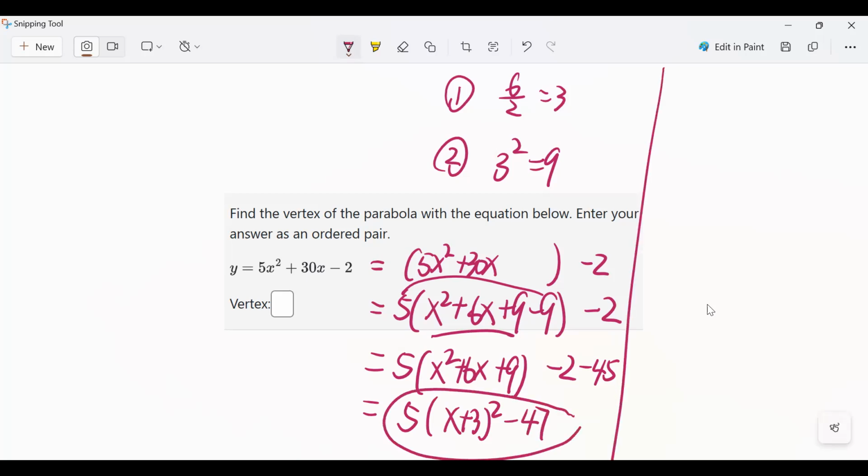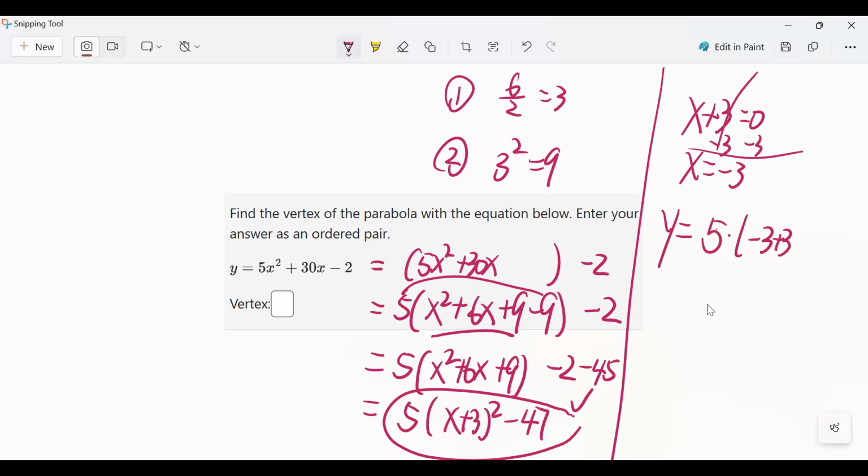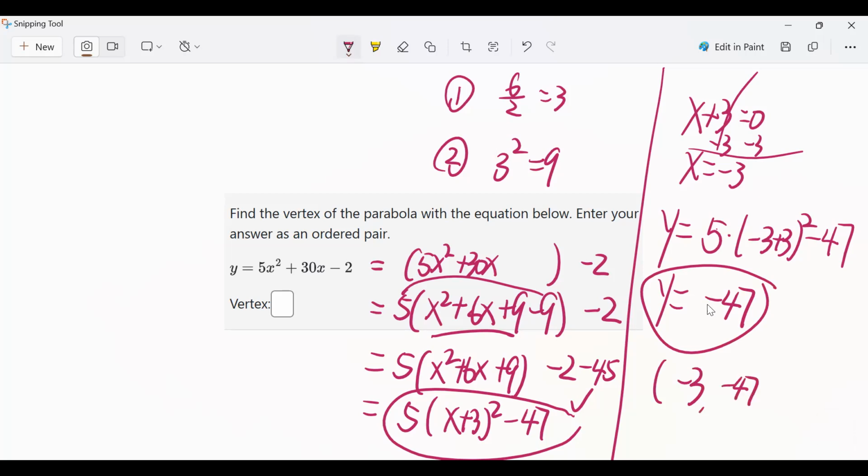From here, for the vertex, setting x plus 3 equal to 0 gives the axis of symmetry, so x equals -3. And then for the y value, we take this form: 5 times (-3 plus 3) squared minus 47. This is 0 squared, so 0 times 5 is 0, minus 47. So the vertex is (-3, -47).